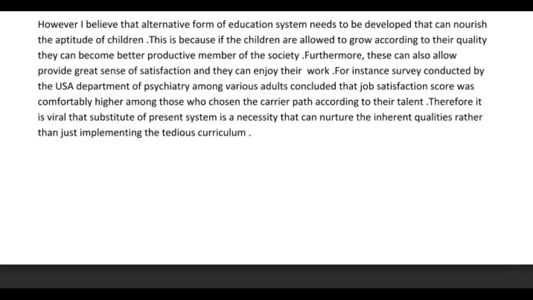Therefore, it is viral, I'm not sure about the word viral there, it is viral that substitute of present system. I would say therefore it is necessary that the present system, I would say maybe therefore it is necessary that alternative systems nurture an individual's inherent qualities rather than just implementing the tedious curriculum. So a few changes there that I would suggest.